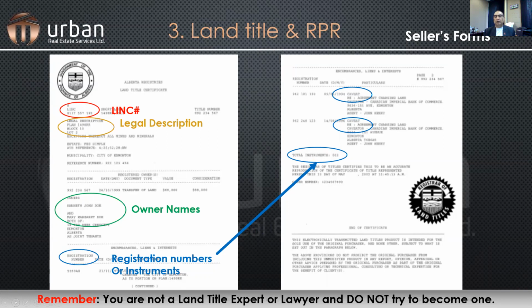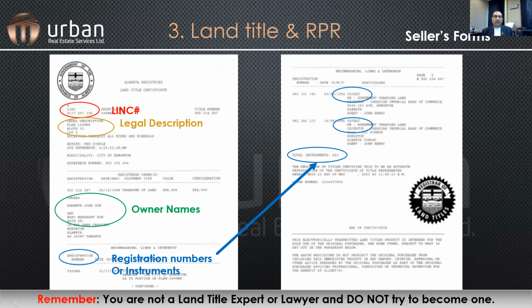Proceeding further, you will see other registrations on the land title. Almost every land title will have a few registrations. Not to worry about it, these are interests in land. There are certain abbreviations which are used, and you should get familiar with those, for example, caveats, liens, all those kind of things. Those are the registrations on it. In land title language, sometimes they are called instruments as well. And these registrations are registered at the Alberta Land Title Office against the property.